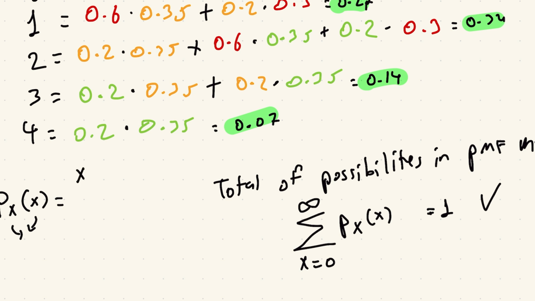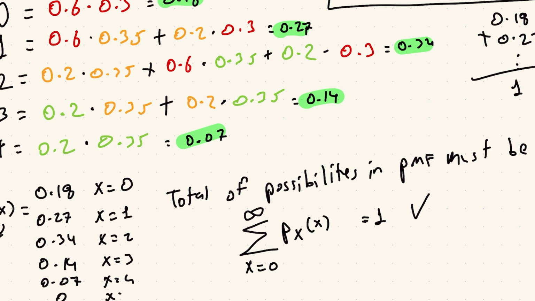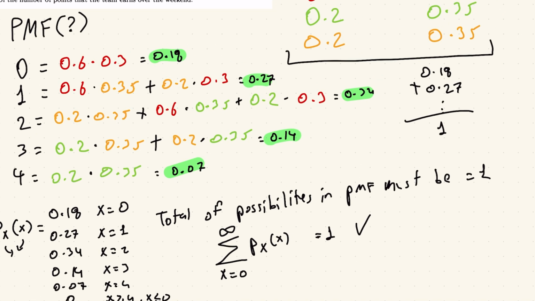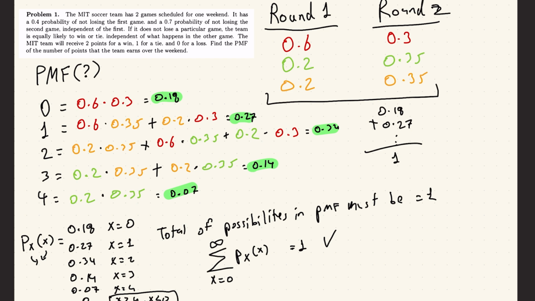It will be 0.18 for x equals 0, 0.27 for x equals 1, 0.34 for x equals 2, 0.14 for x equals 3, 0.07 for x equals 4, and 0 for all other x's, because there's no possible way to get a negative number of points or more than 4 points. Here they should just be sums like this. And here we have our answer for the first question.